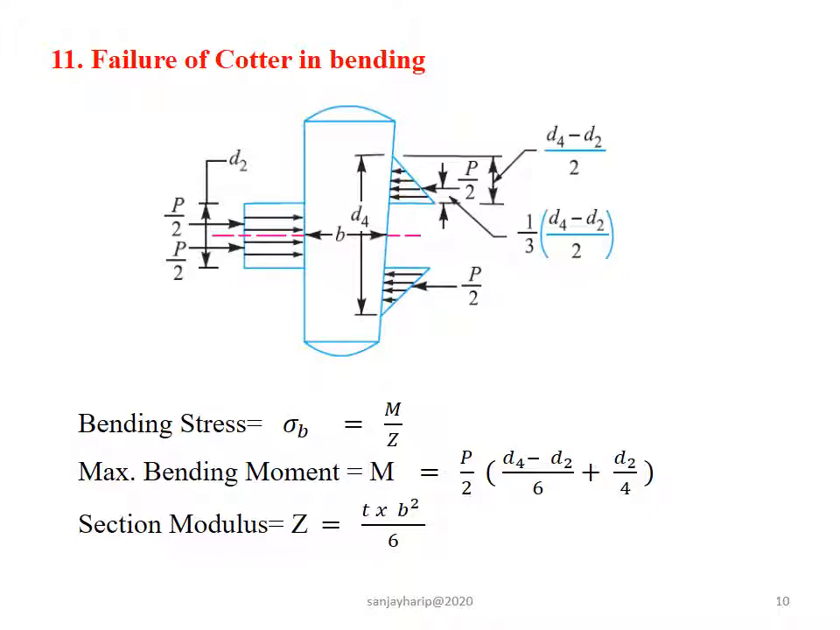In all of the above calculation, we have assumed that load is uniformly distributed over the various cross section. But in actual practice, this does not happen, and cotter is subjected to bending. So, while designing cotter, bending failure should be taken into account as shown in the figure. The bending stress, that is sigma b, is equal to M by Z, where M is the bending moment and Z is the section modulus, which we have to consider while designing cotter.